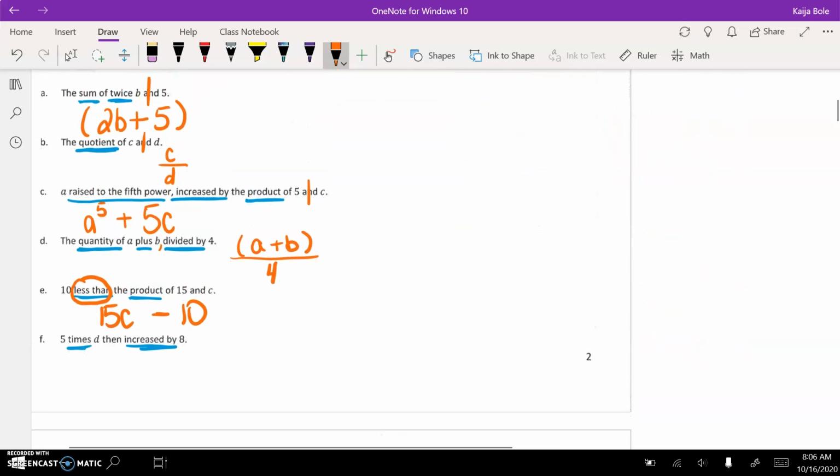And then part F, 5 times D, should be a comma, then increased by 8. So 5D, increased by is plus, and 8. Okay.